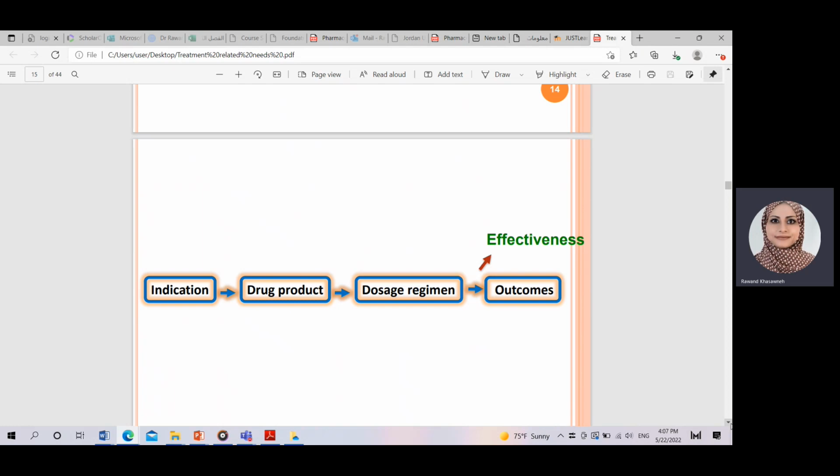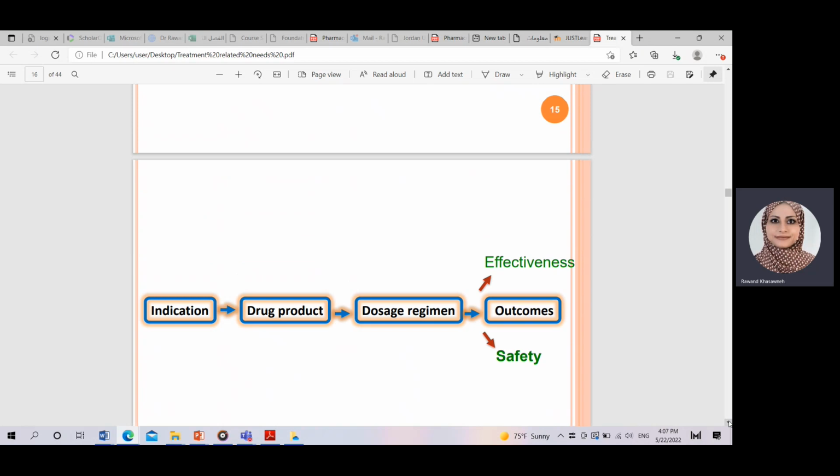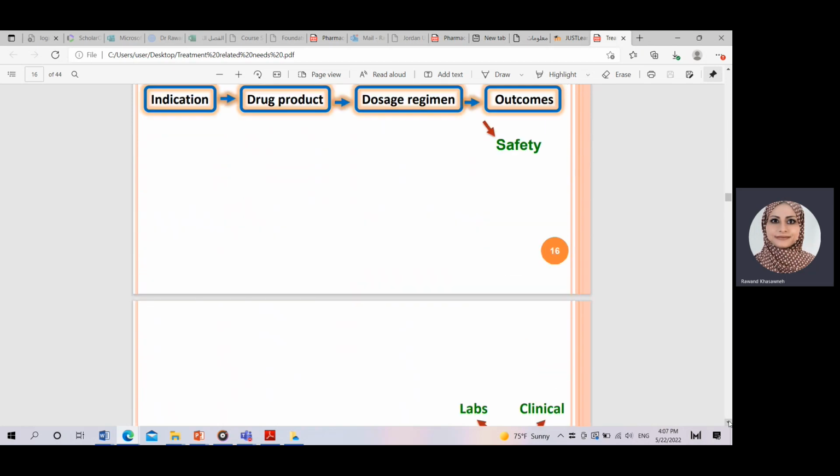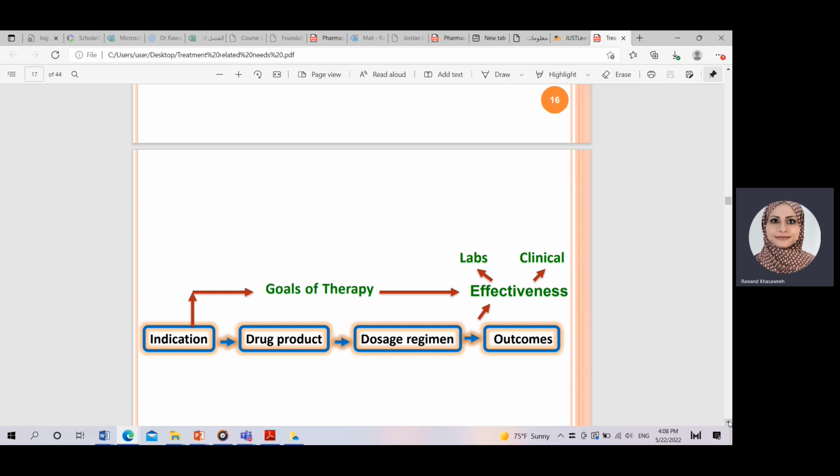So we can assess the outcomes that are associated with the used drug therapy. So we can assess the effectiveness of the used medication. We can assess the safety of the used medications as well. The effectiveness of the patient's drug therapy is evaluated by comparing the resultant changes in laboratory tests and the changes in clinical signs and symptoms to the patient's goal of therapy. Evidence of effectiveness is generally associated with improvement in the patient's indication. Therefore, the outcomes of drug therapy can only be evaluated if the practitioner understands the indication of the drug therapy and the goals of therapy.